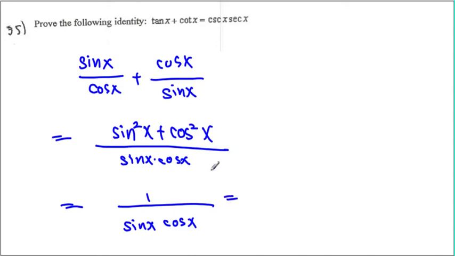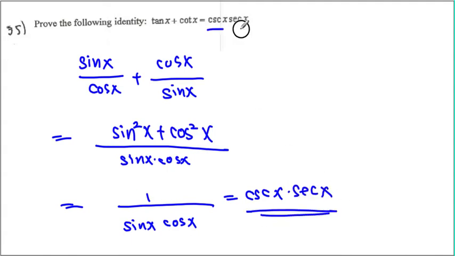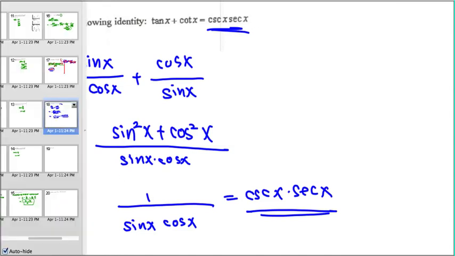But 1 over sine becomes cosecant x, times 1 over cosine becomes secant x. And that is exactly what we have on the other side. Alright, we have just 2 more questions to go.